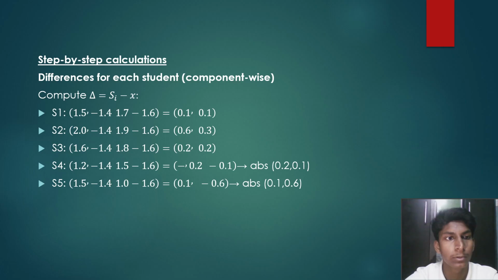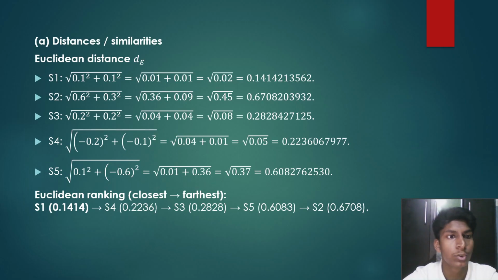Here is the step-by-step calculation of the component-wise difference of each student from S1 to S5. Distances and similarities: Euclidean distance dE. Here we will be calculating the Euclidean distance from S1 to S5. The distance for S1 is 0.144213562 and for S5 is 0.6082762532, as shown on the screen. Euclidean ranking, closest to farthest, is S1, S4, S3, S5, S2. That is the order from the closest to the farthest.